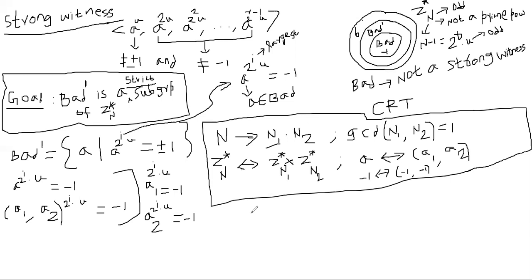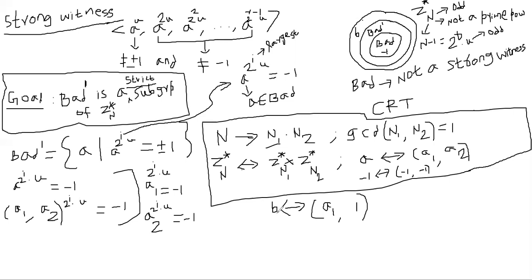And now we can consider an element B in Z star n and show that B doesn't belong to bad prime. How do we do that? We take a B such that B maps to (A1, 1). This is possible, right? The Chinese remainder theorem allowed us to map any element in Z star n to a corresponding pair of elements in Z star n1, Z star n2. Since Z star n1 and Z star n2 are groups, the number 1 must be part of Z star n2 in this case. The Chinese remainder theorem allows us to map a pair from Z star n1, Z star n2 back to Z star n. That's what I'm doing here.